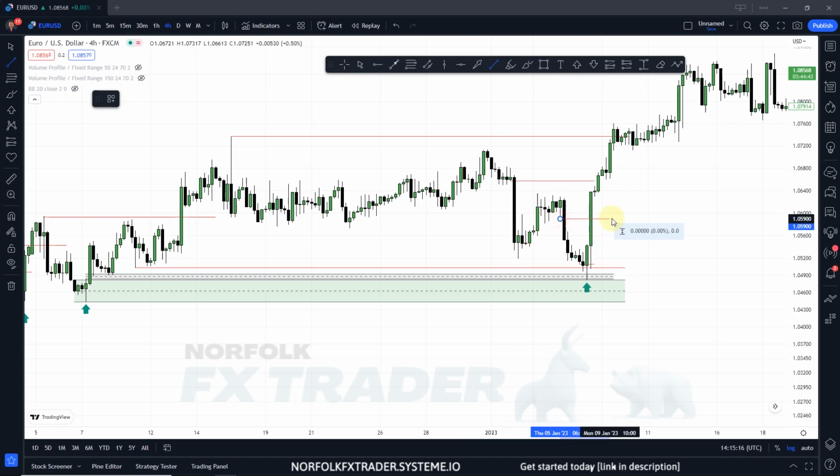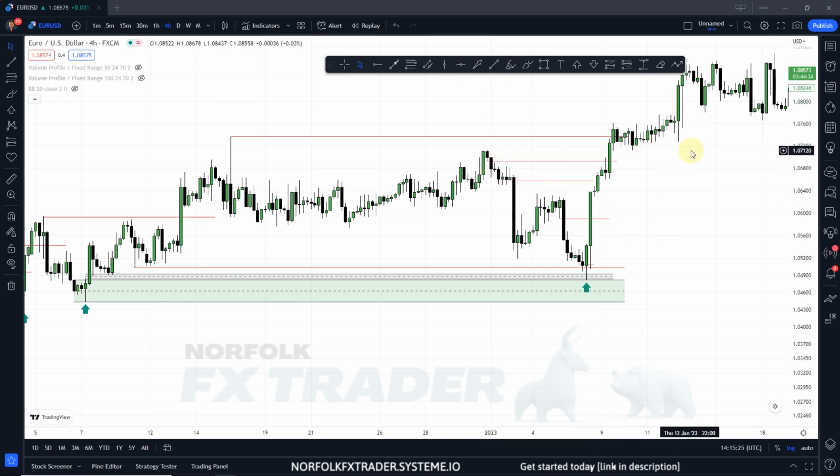Now, more on what these levels are, if you keep watching to the end, remember that video will be coming up to teach you about these levels and how you can actually use them for a reversal in the market.